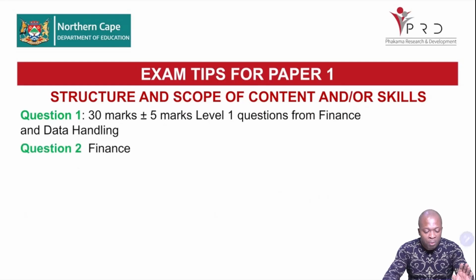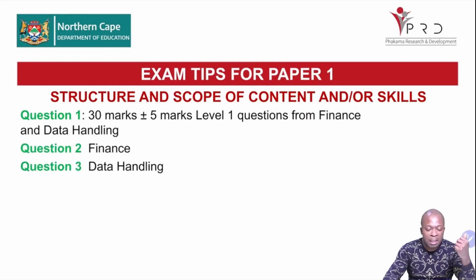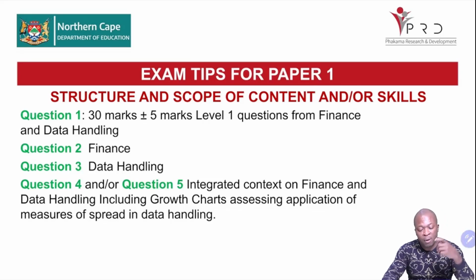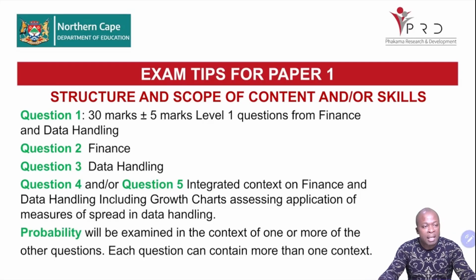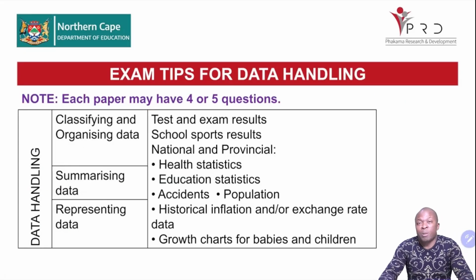Question 2 is going to be on finance, question 3 is on data handling, and then question 4 and 5 will be integrated. What it means is that we are going to have a variety of questions from finance, from data that is put together, and then along all of them, you will find questions on probability. So don't expect probability to be one separate question.